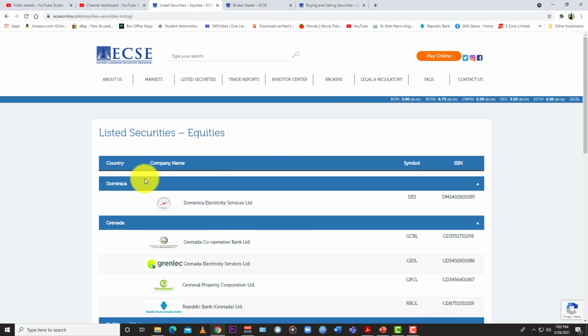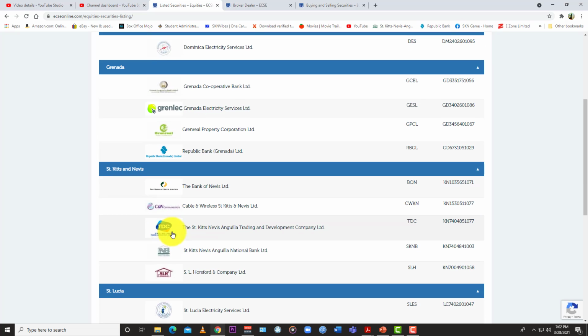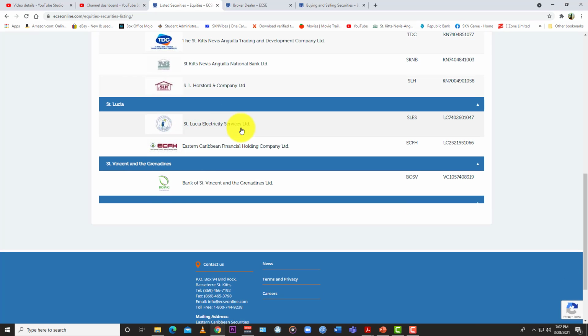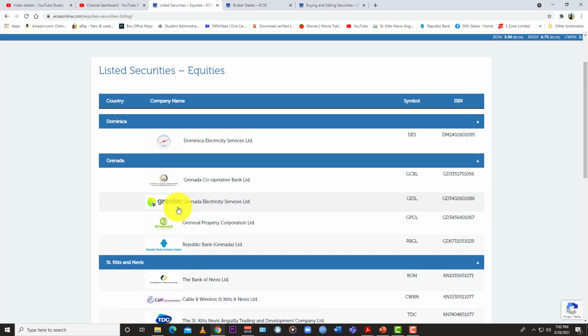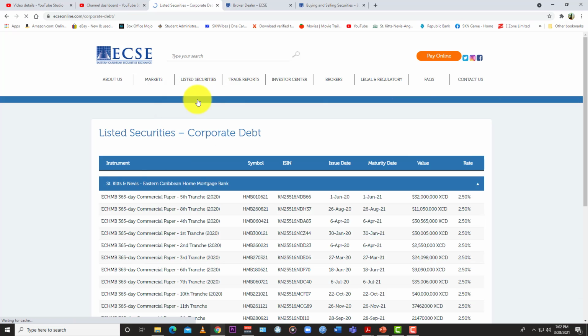Of course, right here in the Caribbean, we have our very own Eastern Caribbean Securities Exchange. That's one of our stock exchanges, and you have a lot of different companies listed on it. You have from Grenada, from Dominica. You have Grenada Cooperative Bank Limited, Grenada Electricity. You have from St. Kitts, TDC, National Hosfords. You have the Bank of Nevis. Dominica has the electric company. St. Lucia has the electric company and some other holding companies. St. Vincent has their bank. And so these are all on the exchange within the Eastern Caribbean.